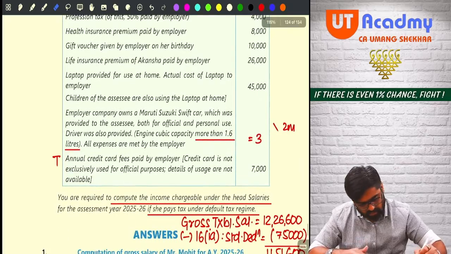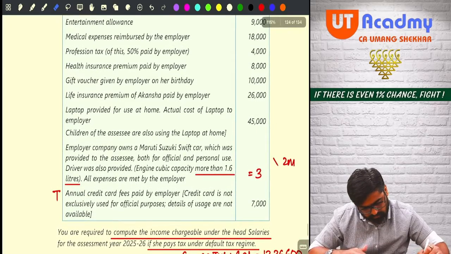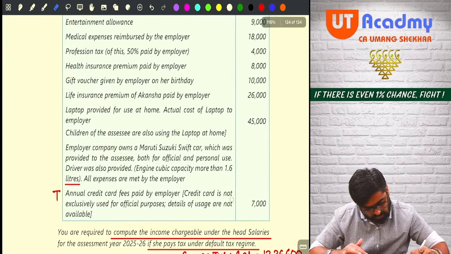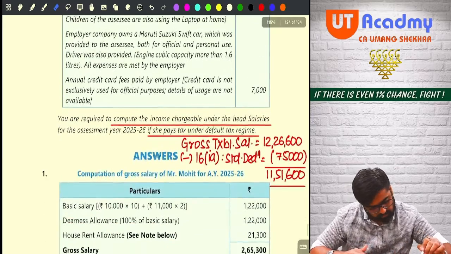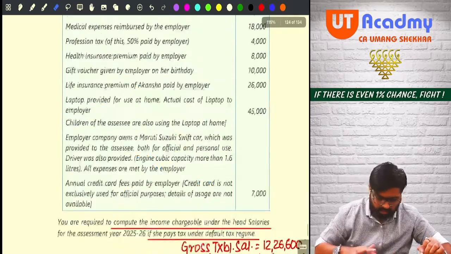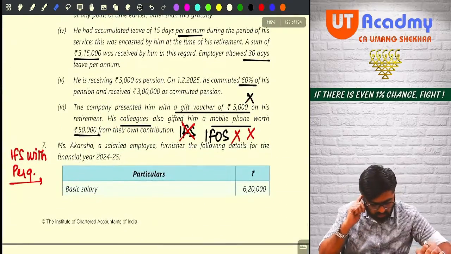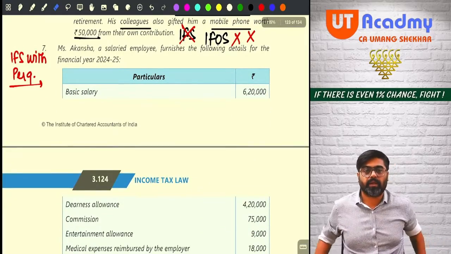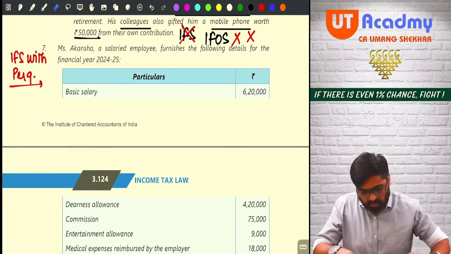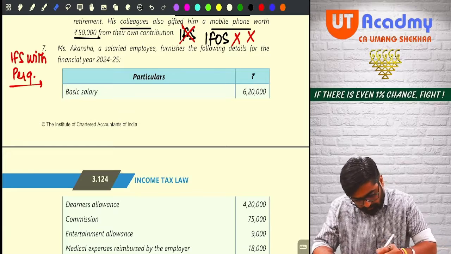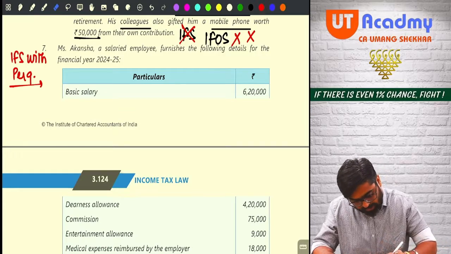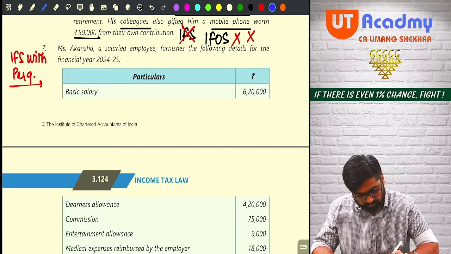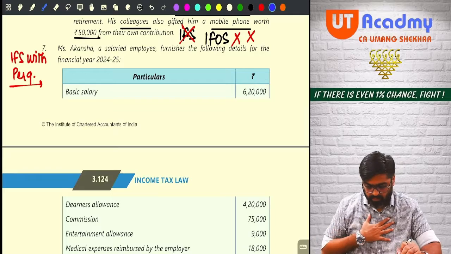But wait, in this question, there is one health insurance premium which is given. Okay. No problem. We are going to solve this question. Question number 7. Shall I start? Okay. Pay attention. Do the markings. Miss Akanksha, a salaried employee, furnishes the following details for the financial year 24-25.